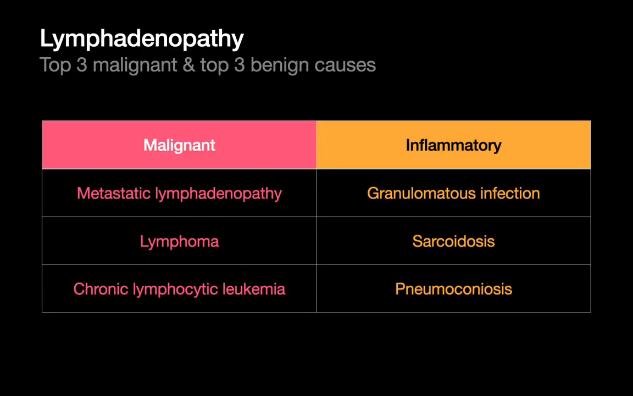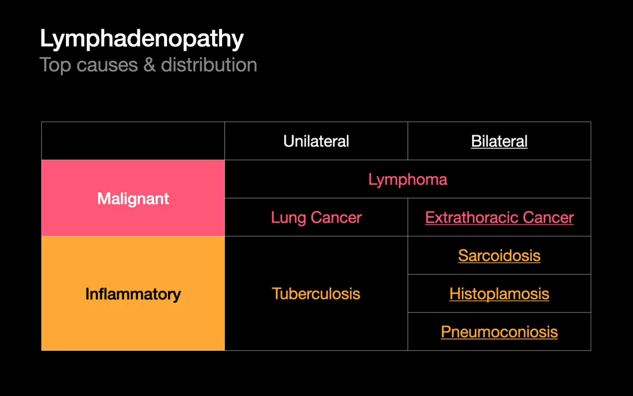Lymphadenopathy is the final reason why the hila may be enlarged. We're going to take the table of top lymphadenopathy causes from our middle mediastinal talk and add a unilateral bilateral axis to get this table.